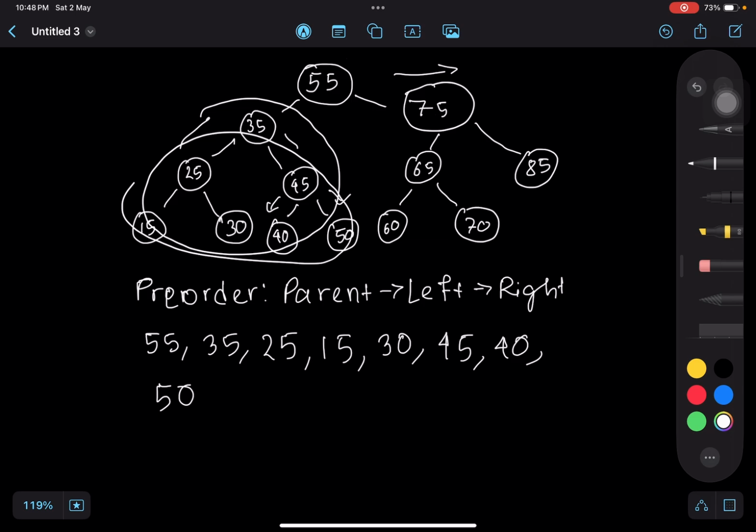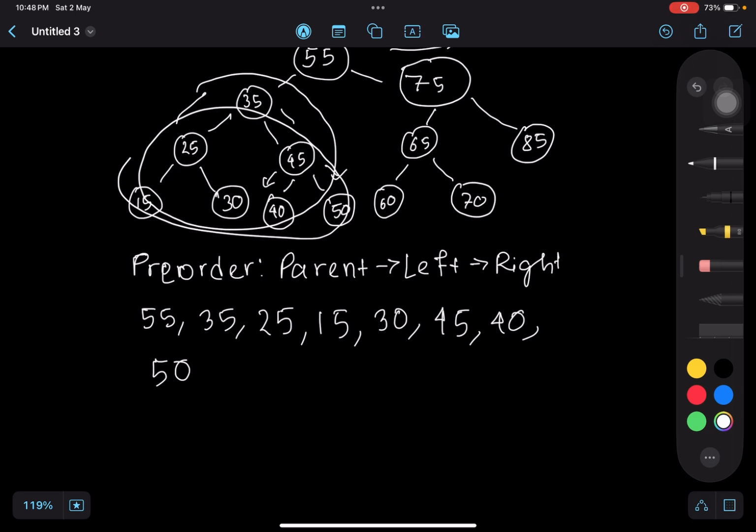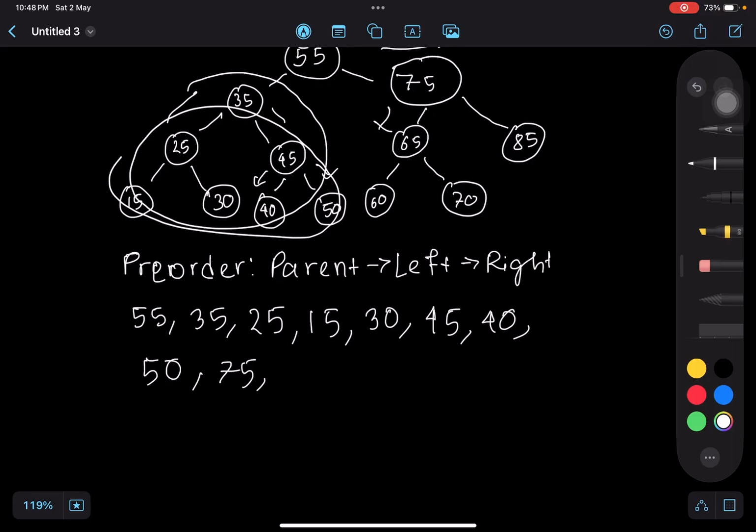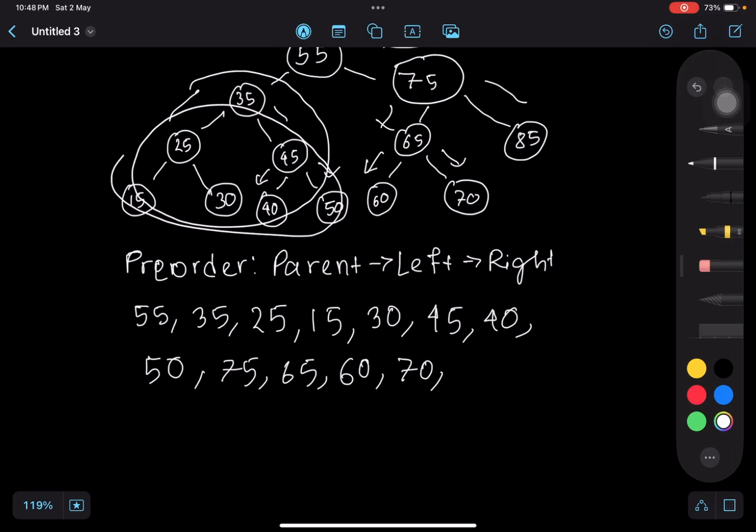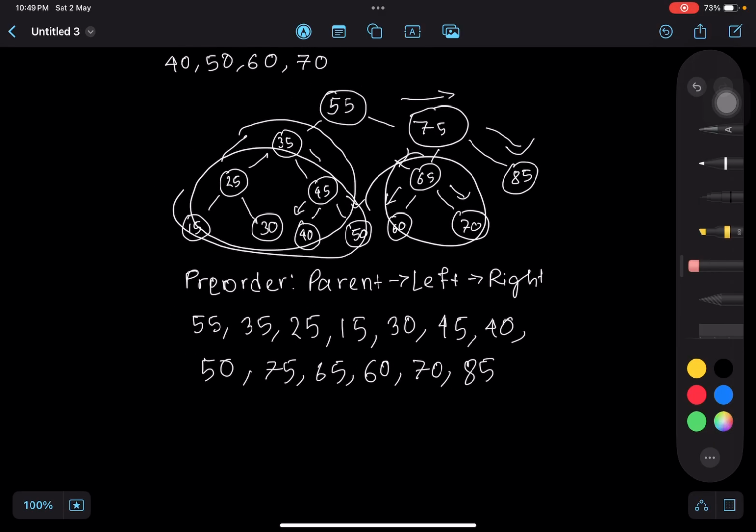We go to the right side, 75 first, so 75. Then we go to the left of 75, which is 65. Then we go to the left of 65, which is 60. Right of 65, which is 70. Right of 75, since all the left side is done, we have 85, and there are no more other nodes left, and this would be the preorder.